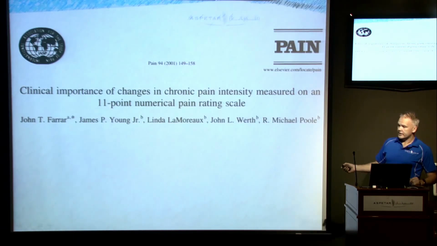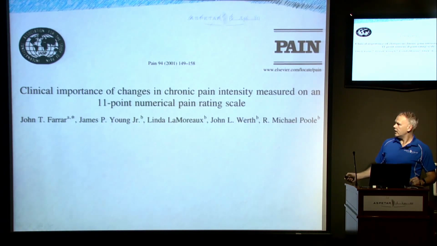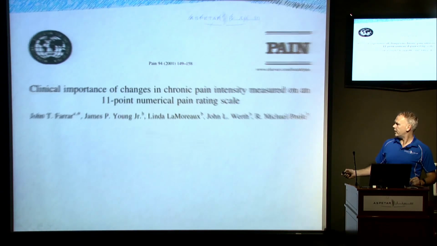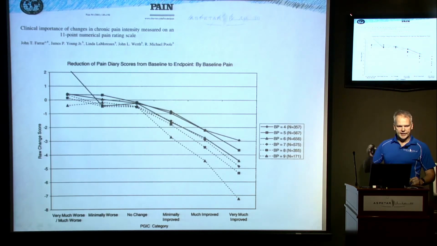So this is, I think, a terrific and overlooked paper from nearly 15 years ago now, where these guys took a whole bunch of different people who had long-standing pain, and depending on whether their baseline pain was 4 up to 9 out of 10, they had a range of interventions that changed their pain, and they asked them to rate the change in pain from 0 to 10.